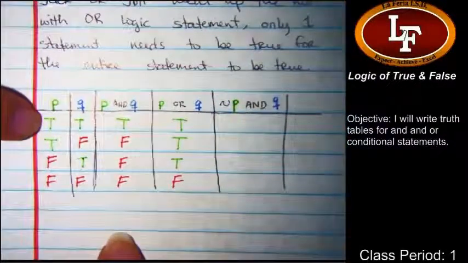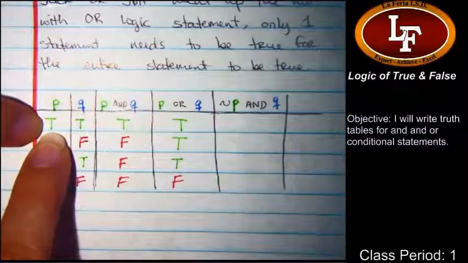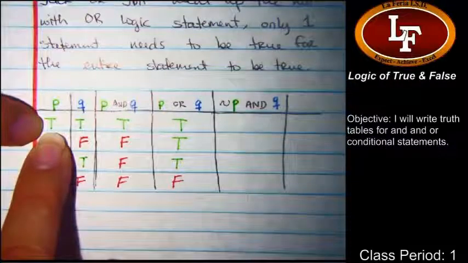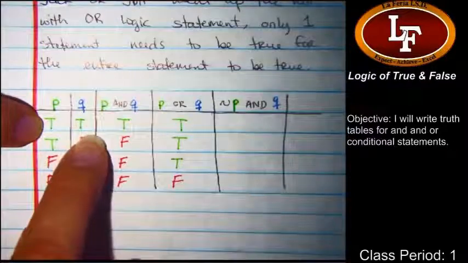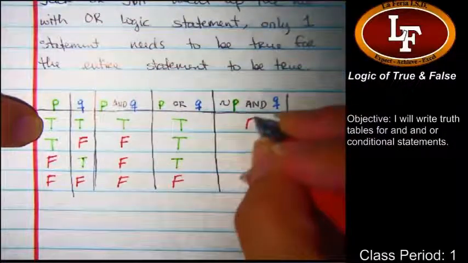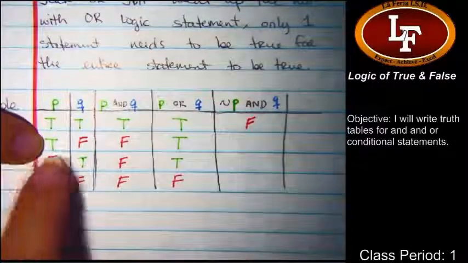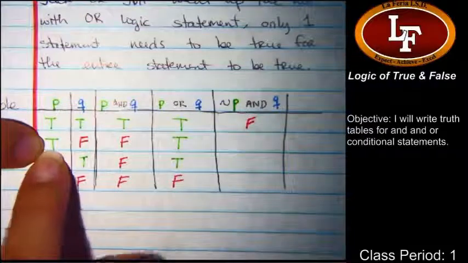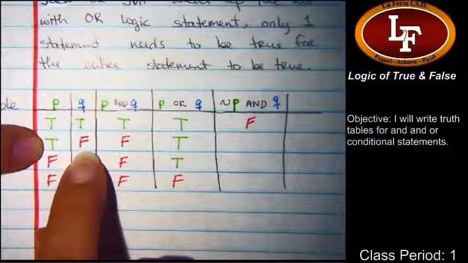All right? So let's look at P. What's the truth value of P on this first line? True. So the value of not P would be? False. It's the opposite. So now P is false and Q is true. So it's false, because I had one that was false. Not P and Q is false. You see it?